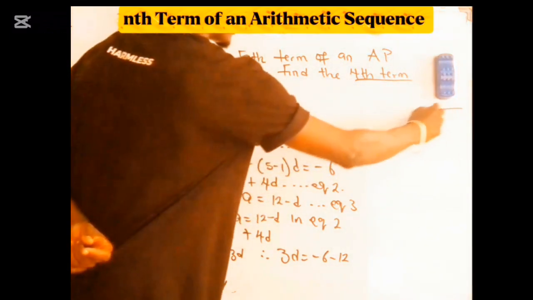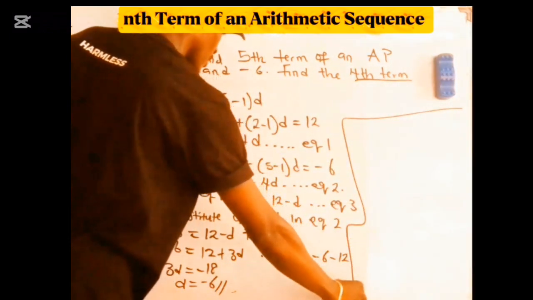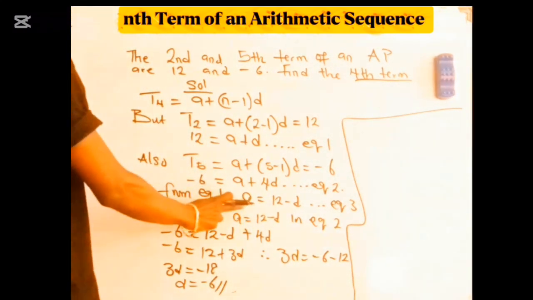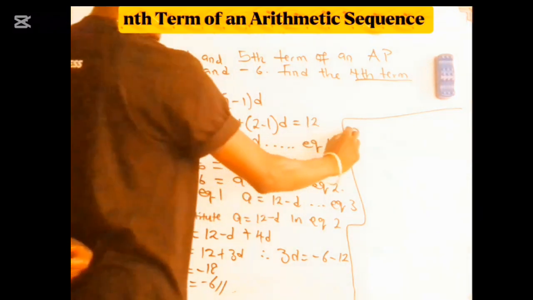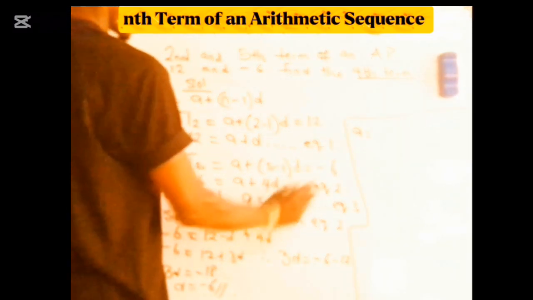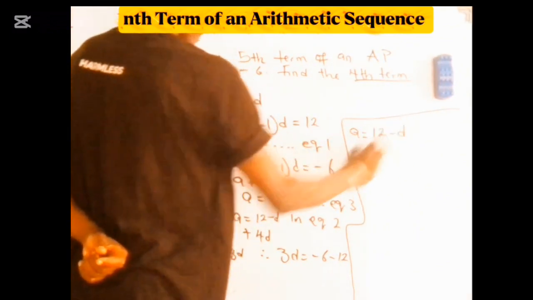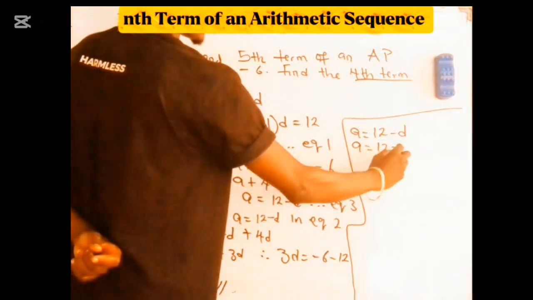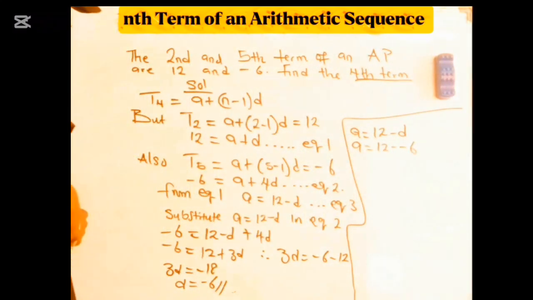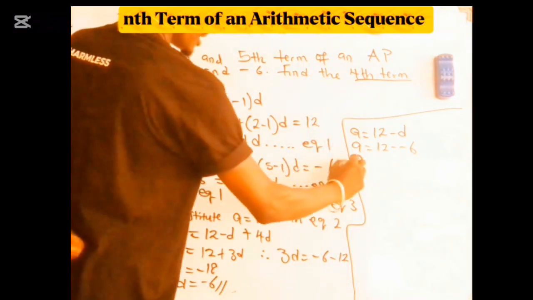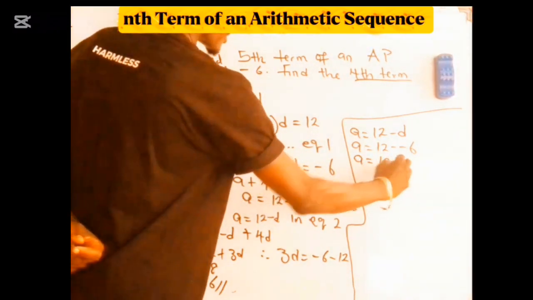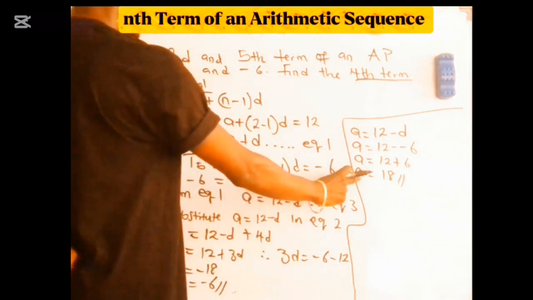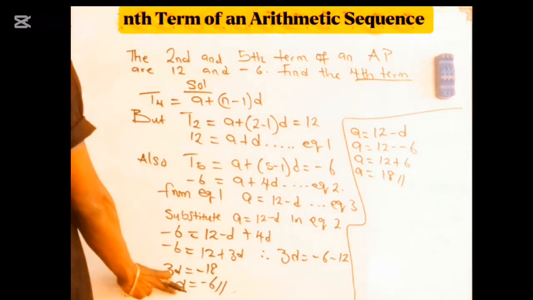So from here, we've gotten our D. Let's substitute D equals minus 6 into equation 3 to find A. We have A equal to 12 minus D. Substituting D for minus 6, we'll have A equals 12 minus minus 6. So A will be 12 plus 6. That makes A equal to 18. So our first term A is 18. Our common difference is minus 6.